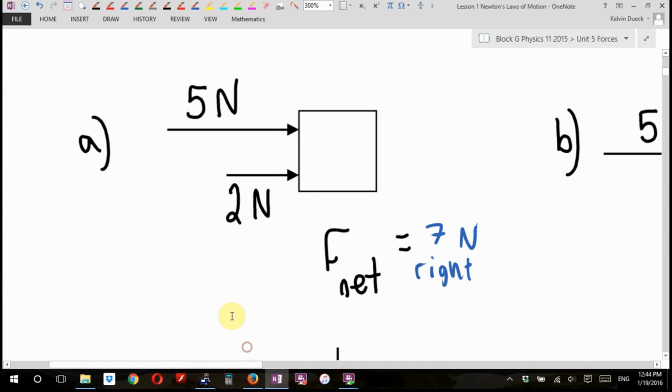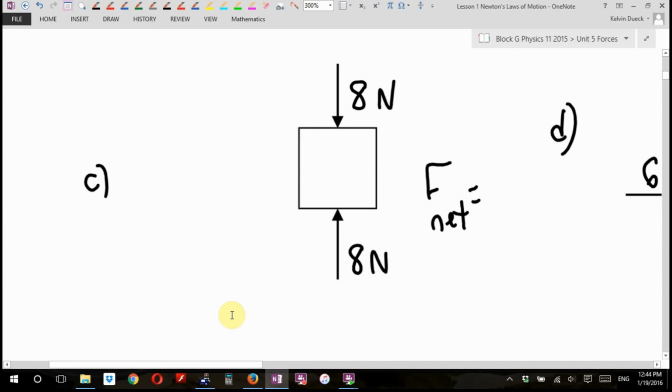Part C, this next one, this is a very, very important situation. If you know this situation, you can make a bunch of other conclusions. What's the net force here? 0. If you know the net force is 0, in a couple of days, you'll automatically know a whole bunch of other stuff.